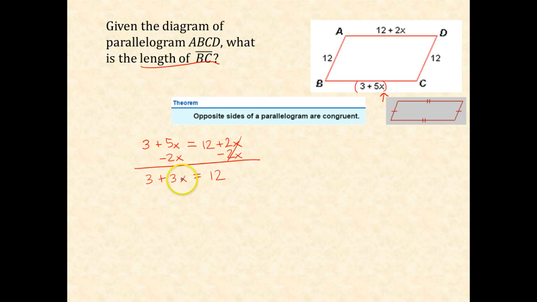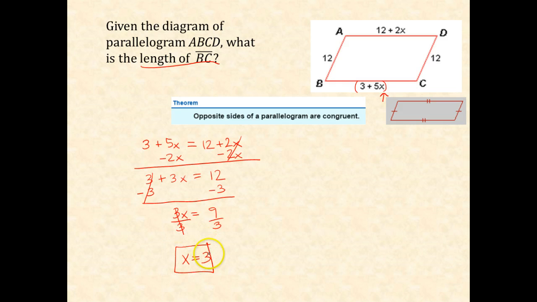Now I do have 3 plus 3x over here. This 3 is added on to the 3x, so I can just subtract 3 from both sides of the equation to get rid of that, which leaves me with 3x equals 12 minus 3 is 9. And now 3 times x, I need to divide by 3, because 3 divided by 3 is 1, and then I get x equals 9 divided by 3 is 3.